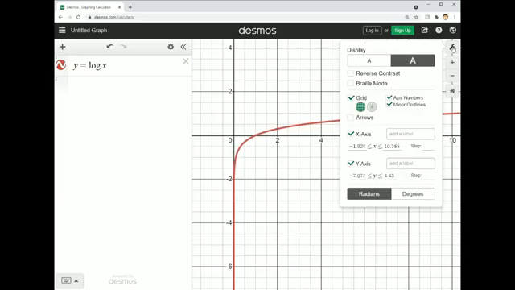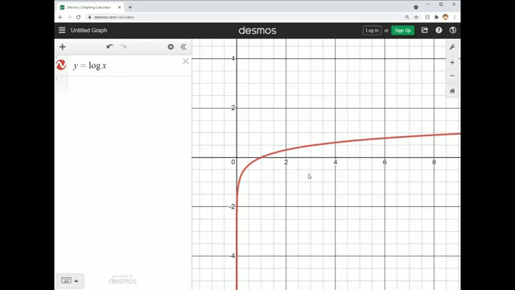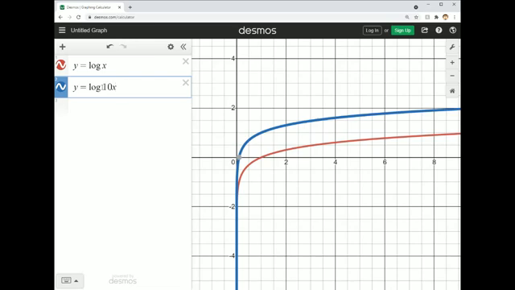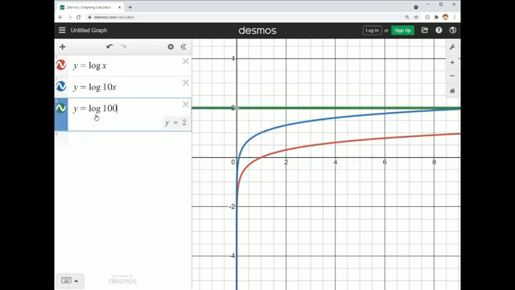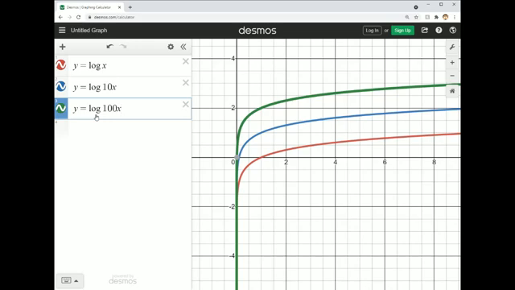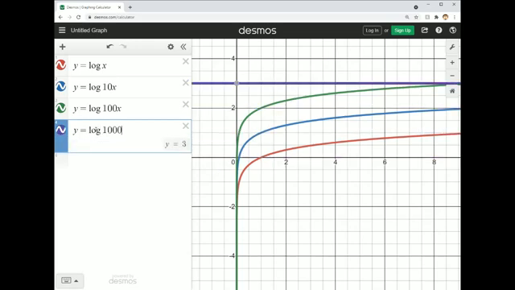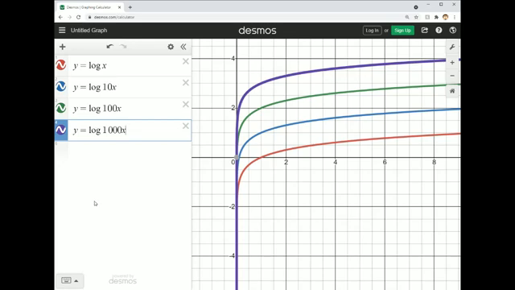Just make that a little bit bolder. There we go. Okay, so the other functions we want to graph, we want to see how they're related, at least pictorially. What do you think the y equals log of 10x is going to look like? Okay, it kind of looks the same actually, it's just a little bit higher. Y equals log of 100x. Any predictions? Again, looks the same but higher. And y equals log of 1000x.